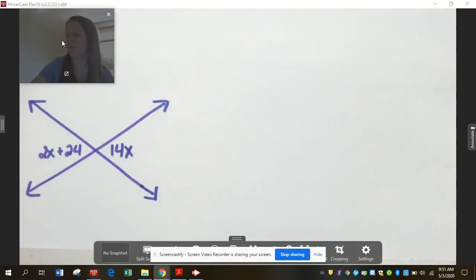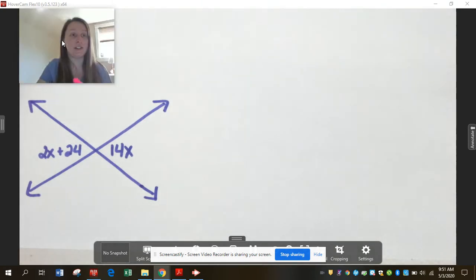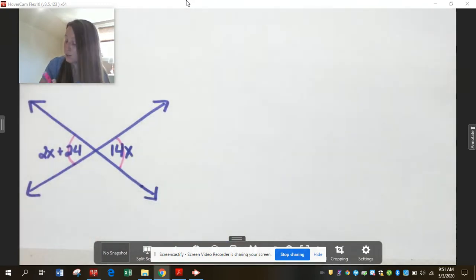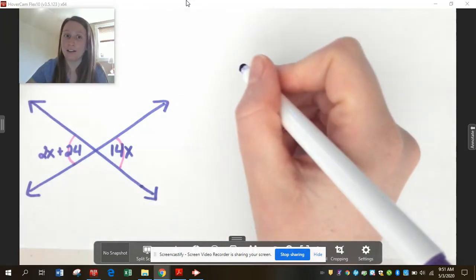Let's see. Okay, so I have two lines intersecting, and I know that vertical angles that are across from each other are equal to each other. So I know because this angle and this angle are across from each other, that means they are equal to each other. So what I can do is take those two expressions, set them equal to each other, solve it like an equation, and that's how I can get my value for x.